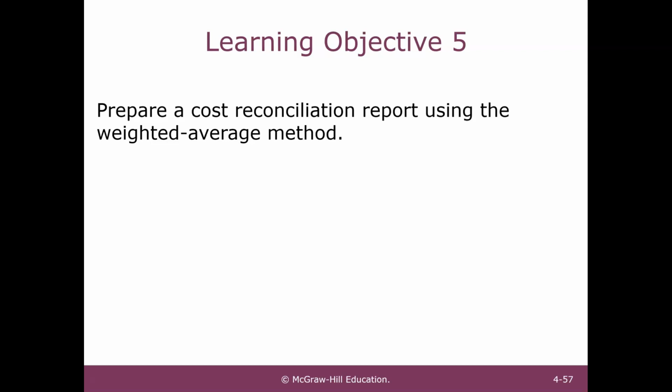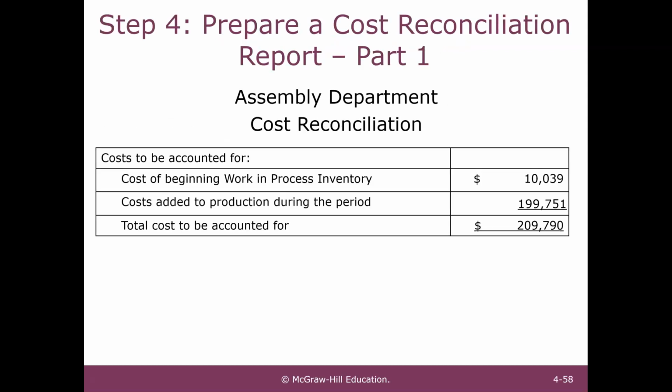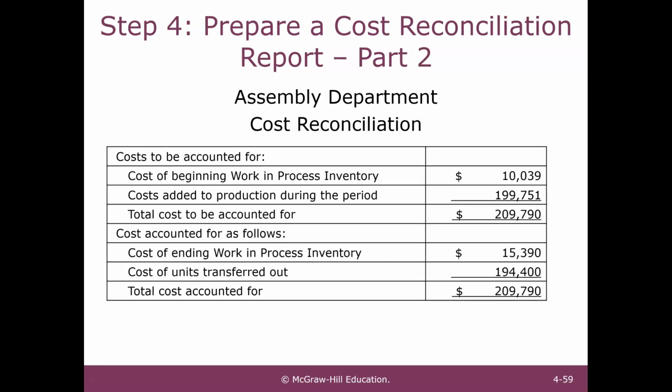Now, the last thing we're going to do for the chapter is look at a cost reconciliation report. We're going to calculate the cost to be accounted for, and then we're going to calculate the costs accounted for. For the cost to be accounted for, we're looking at the cost of the beginning work in process inventory that was given to us, then the cost added. We get a total cost to be accounted for of $209,790.